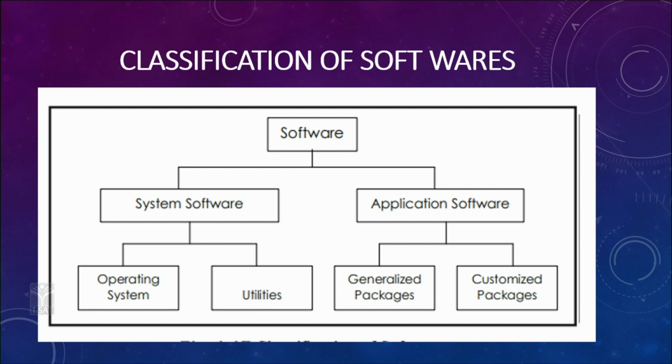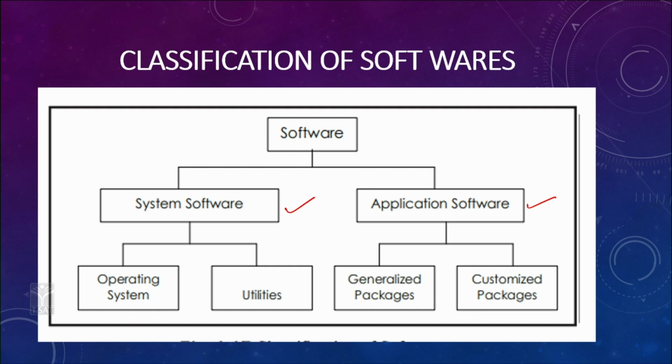Now, we will see the different kinds, or classification, of software. Depending on the nature and functioning features, software is classified into two kinds: system software and application software. System software is again divided into two categories: operating system software and utilities. These two come under system software.